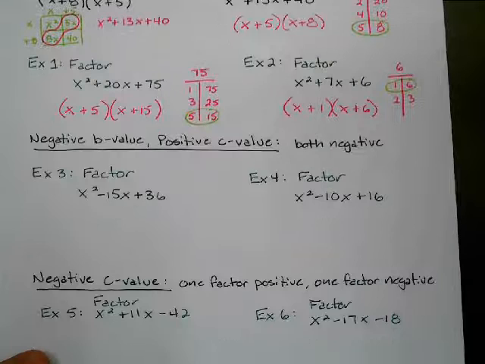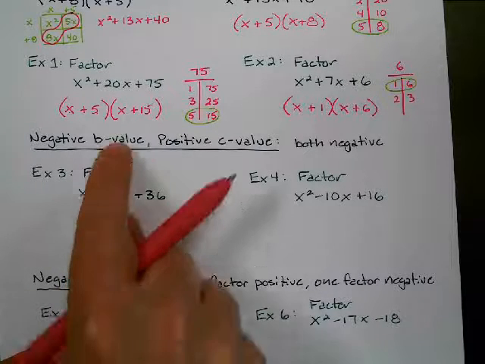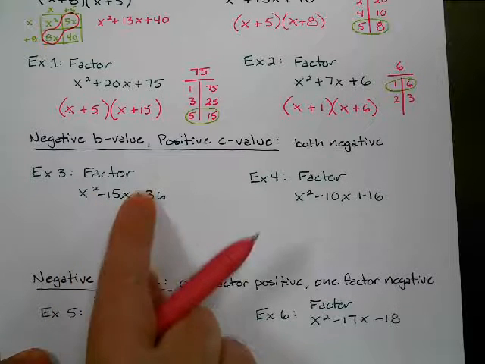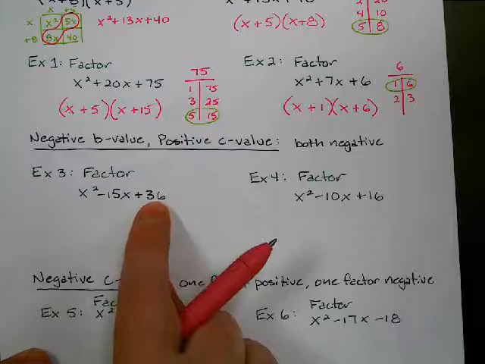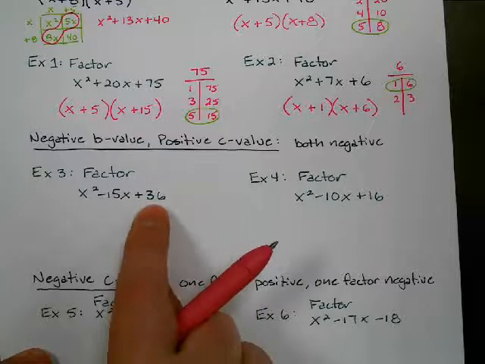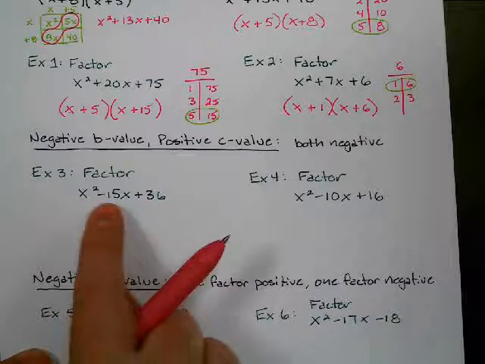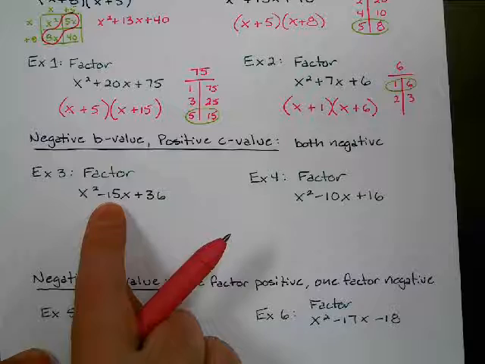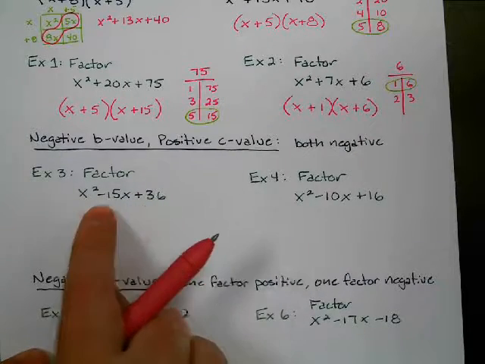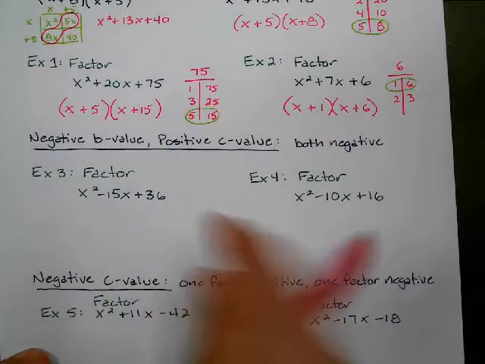All right, what if there were a negative number in the middle here? So this is our b value. What if the b value was negative and our c value is positive? Well, remember where these numbers are coming from. I have to multiply and get positive 36, but I have to add and get negative 15. The only way that you can multiply and get a positive number, but add and get a negative, is if both the numbers are negative, because a negative times a negative would be positive.